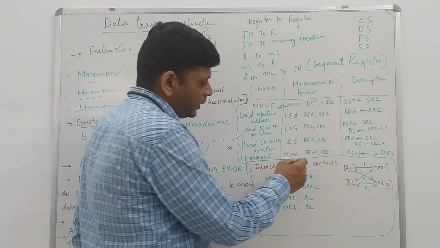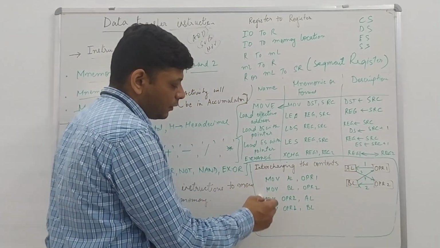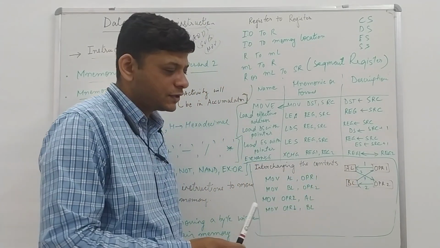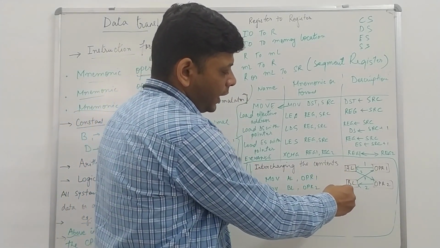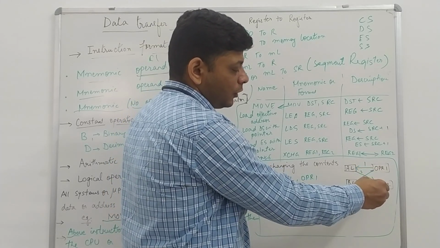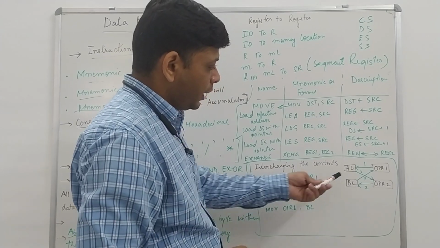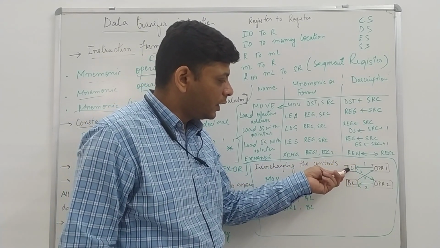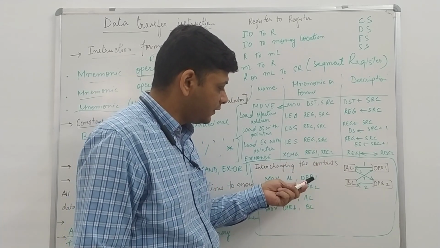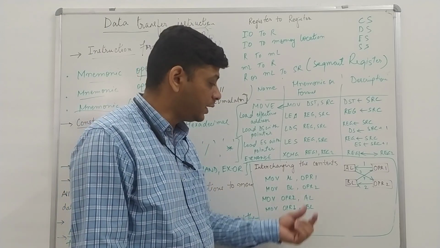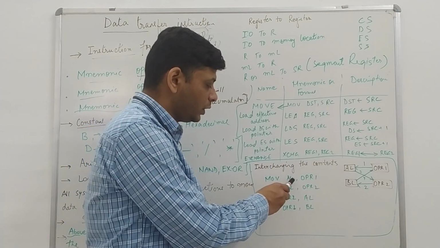Also, we can have an interchange of contents with the help of coding. Like we have two 8-bit registers, AL and BL, and two operands, operand 1 and operand 2, right? And these are steps 1, 2, 3, 4. The very first step says that the content of operand 1 is transferred to AL.